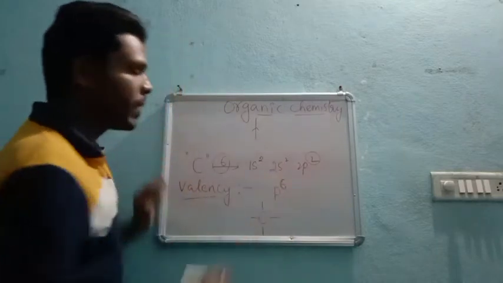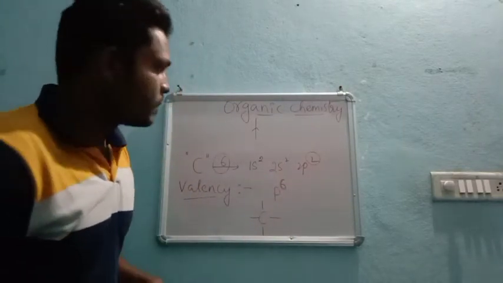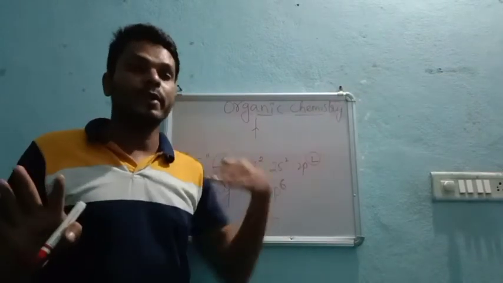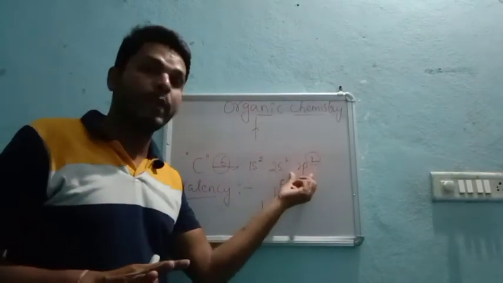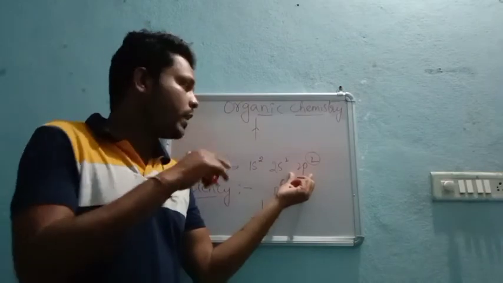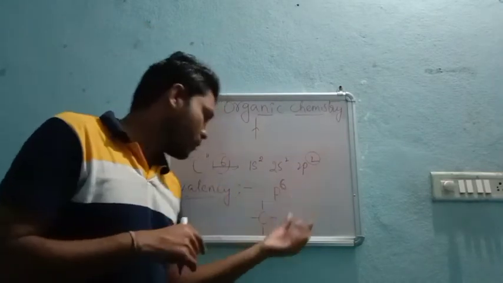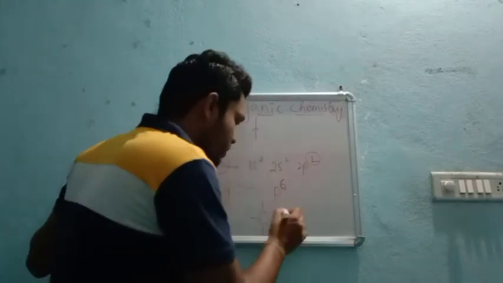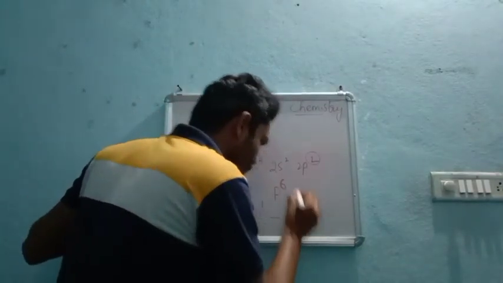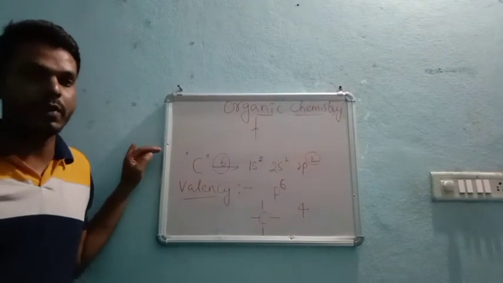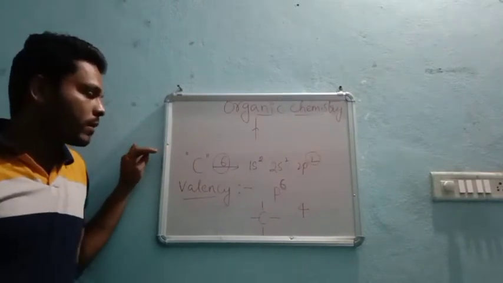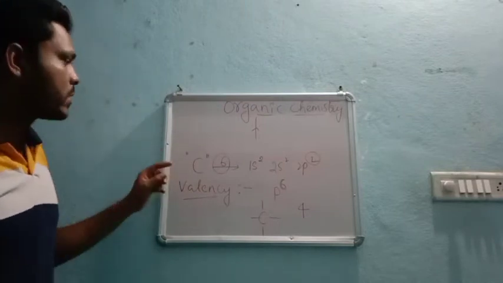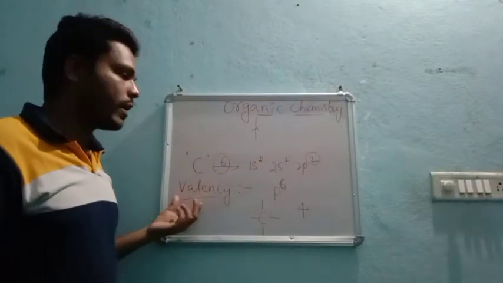To complete the p subshell, our carbon requires 4 electrons from the other elements. So that's why the valency of carbon is always 4. Right? So that's why we commonly see the 4 bonds around the carbon atom. So this is about the electronic configuration and the valency.